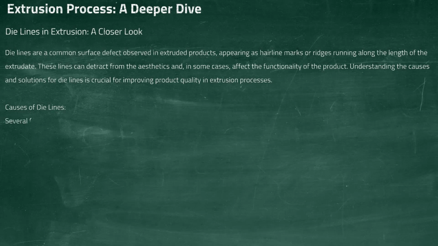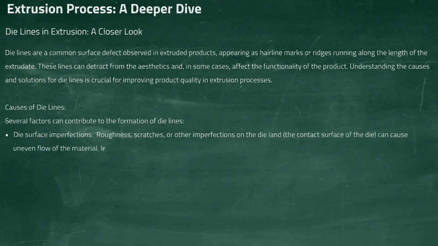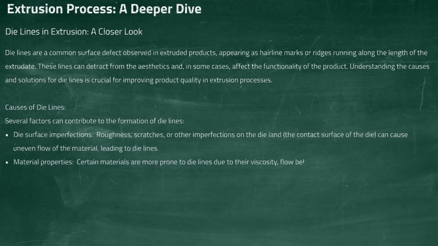Causes of die lines. Several factors can contribute to the formation of die lines. Die surface imperfections: roughness, scratches, or other imperfections on the die land can cause uneven flow of the material, leading to die lines. Material properties: certain materials are more prone to die lines due to their viscosity, flow behavior, and sensitivity to temperature.